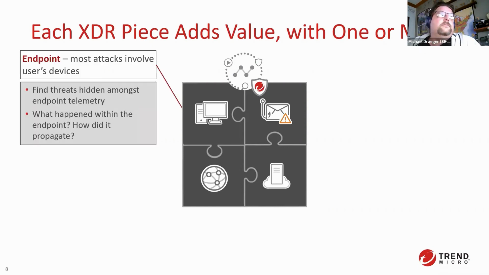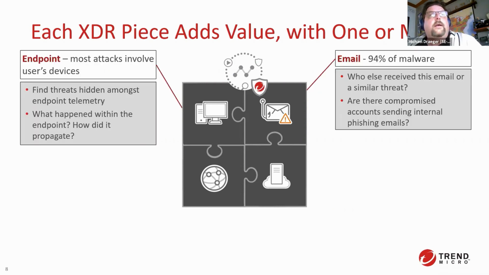Then we add in the email piece. Now, lately in the last year, we've discovered that well over 94% of malware comes in via email. This allows us to see who received the email, or was there a similar threat? Are there other compromised accounts sending internal emails? So say Bob over in accounting got his system compromised and suddenly he's sending all these emails to other people within my environment. Or you received an email with a malicious link or a malicious attachment. How many users received it? How many users opened it?